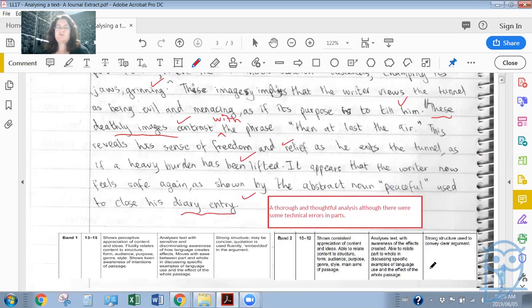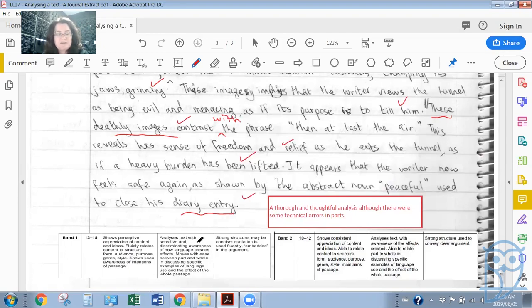And this student would have got a remark that said, "a thorough and thoughtful analysis." Although there were some technical errors in parts, minor technical errors, overall this was a brilliant commentary, and they would have gotten somewhere between a band 1 and a band 2. And this is simply because with a band 1, they show perceptive appreciation of content and ideas, fluidly relate content to structure, form, audience, purpose, genre, style, show keen awareness of intentions of the passage, what is actually going on with the language, and analyze text with sensitive and discriminating awareness.